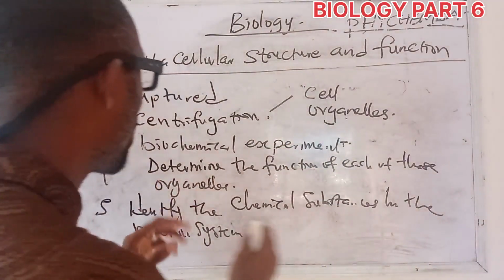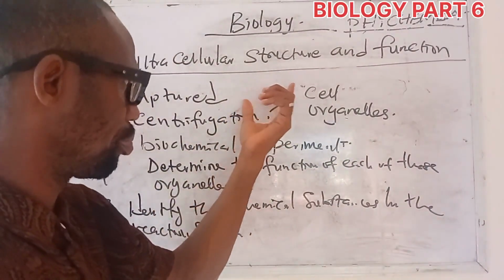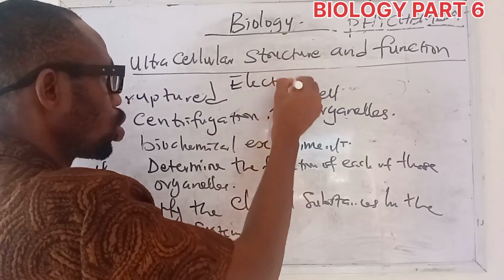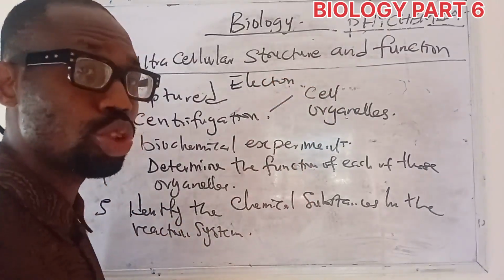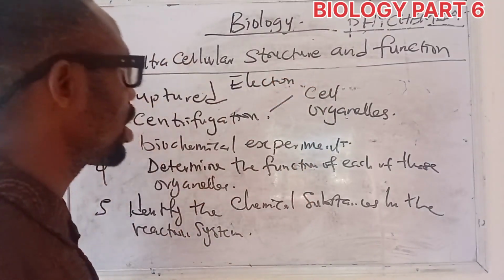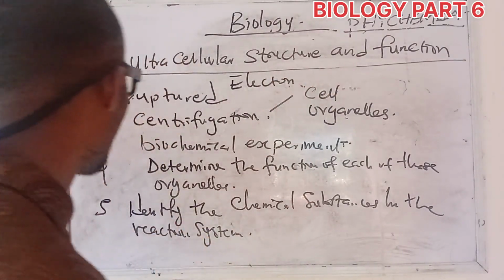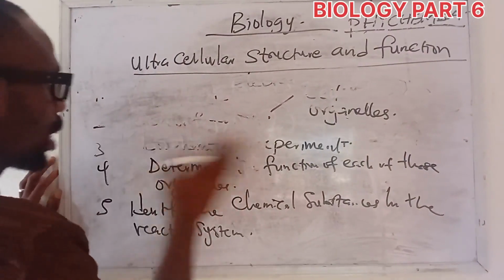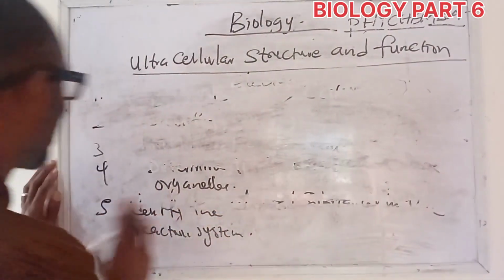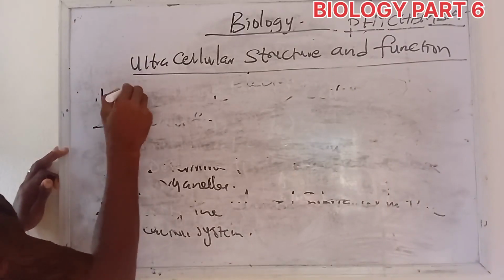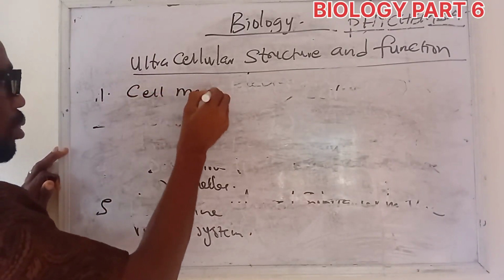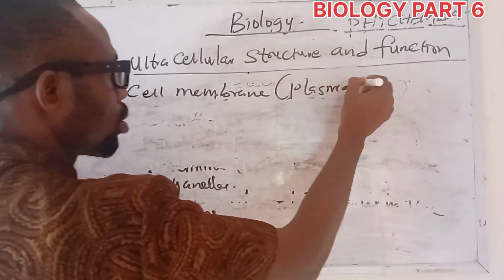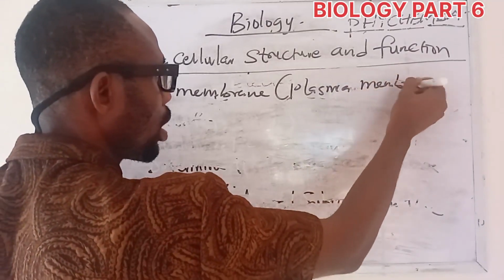So with this, we've been able to have an idea what the electron microscope will be able to do, so that we can use it to study the function of the cell. Let's start now by describing the functions of the cell. The first we want to look at is the plasma membrane, or cell membrane. Take note, plasma membrane is another name for cell membrane.